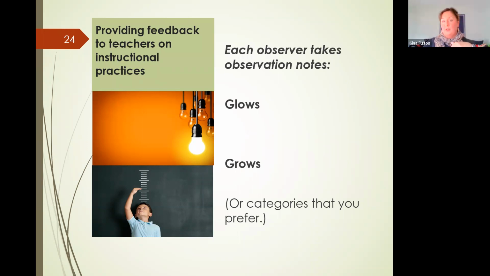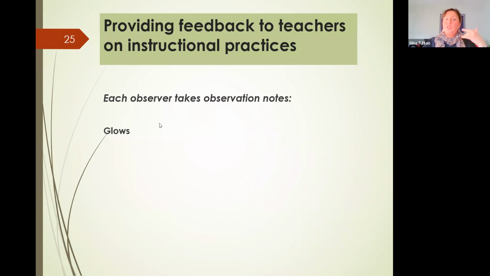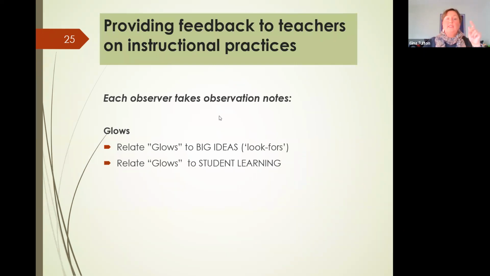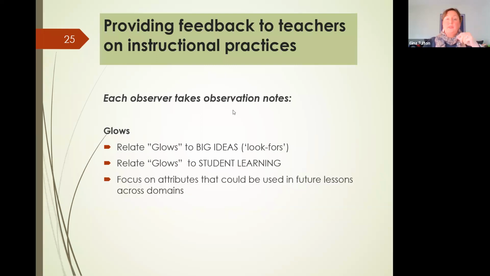At the very bottom of that sheet, it says glows and grows on the worksheet that you guys have. If we look at this, I'm going to go really quickly through it. We're going to go through the glows and the grows, and the observation folks are taking their notes. It always relates back to the big ideas to look for, and you've got those in front of you, and to student learning. Are the kids getting it? Are they applying it? And then, focus on attributes that can be used in future lessons across domains.